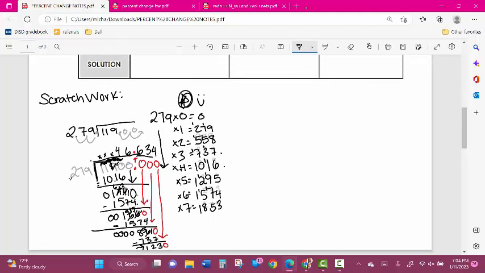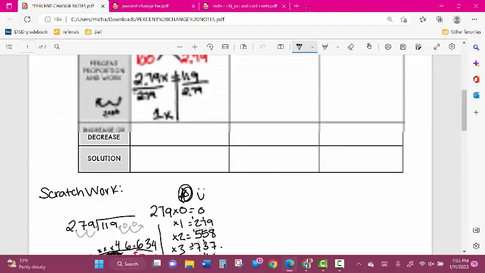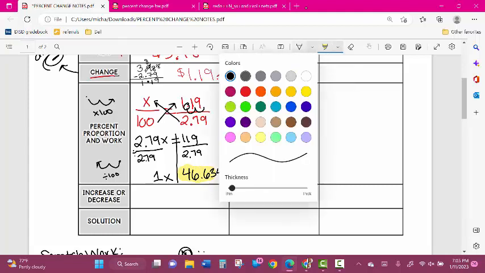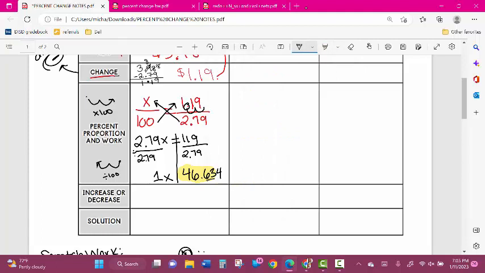The quotient then of our 279 and 11,900 is 46.634. 46.634. Now this is talking about money. Since it's money, I'm only allowed to have 2 decimals. So I'm going to look at just the first 2 decimals. That's the number 63. Behind 63 is a 4. If it's 5 or more, I add 1 more. If it's 4 or less, I let it rest. Because this is 4 or less, 63 will rest.